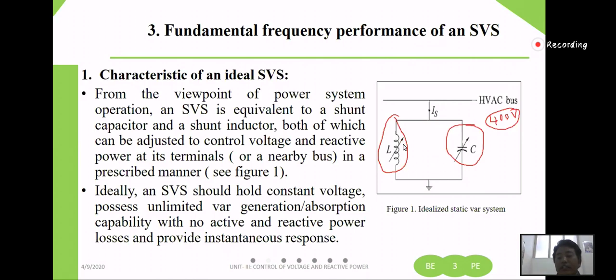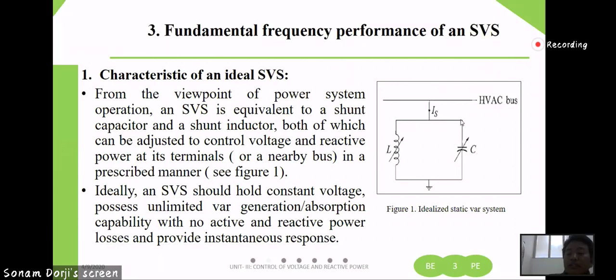Theoretically or ideally, we can say that this SVC can maintain the voltage constant by absorbing, if it is required to absorb, and if it is required to inject reactive power, it will inject, to maintain a constant voltage. It will also have no active and reactive power losses, and moreover it should provide an instantaneous response. This is just an ideal characteristic, which means if there is 400 volt, it has to maintain at 400 volt. But even then, there are practical difficulties; even if you employ this, you will not be able to do this. This is just an ideal characteristic of the SVS.